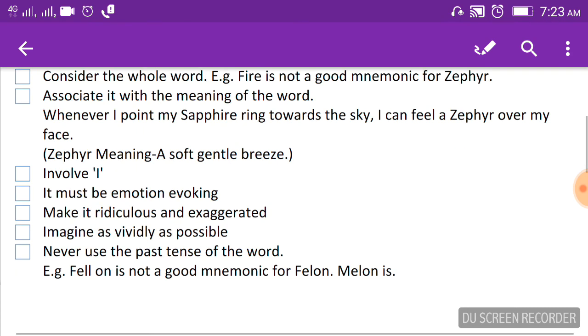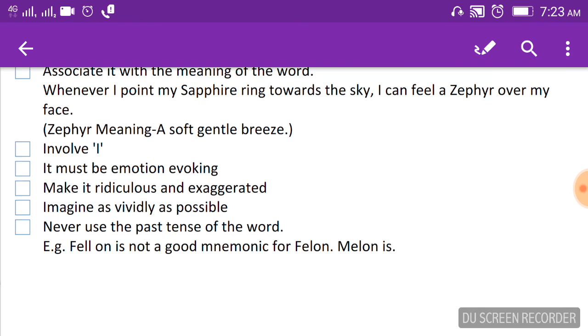After you have created a mnemonic of the word, you have to associate it with the meaning of the word. So now I have to create a story to link the words sapphire and sapphire together. Now you can be as creative as possible in creating the story, and there are also a few rules to consider while creating the story, which will just make it all the more easier, right?